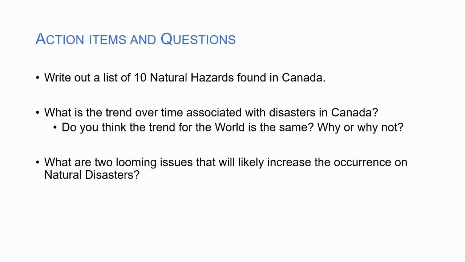At the end of each of these slides, there'll be some action items and some questions to follow up on. I want you to write out a list of 10 natural hazards that you think would be found in Canada. I want you to write out what the trend is over time associated with disasters in Canada and whether you think that trend is worldwide and would be the same, or why or why not. And also come up with 2 looming issues that will likely increase the occurrence of natural disasters. I'll correct that before I post my slides.